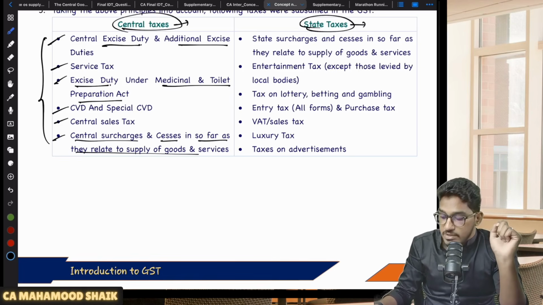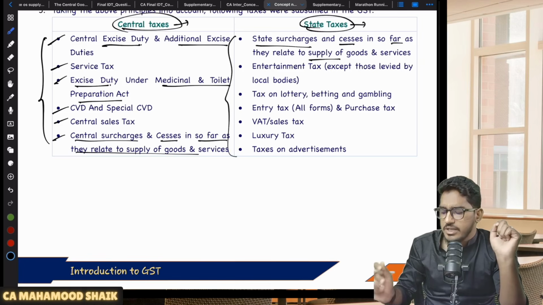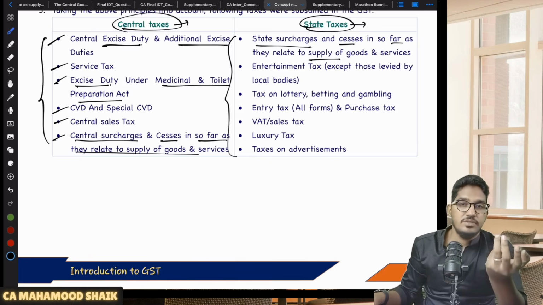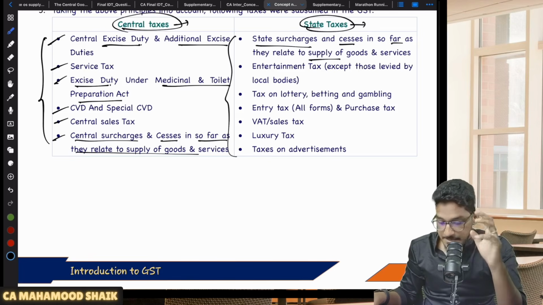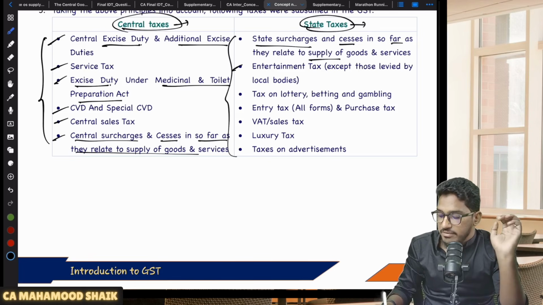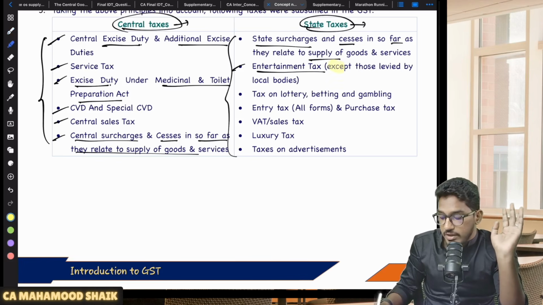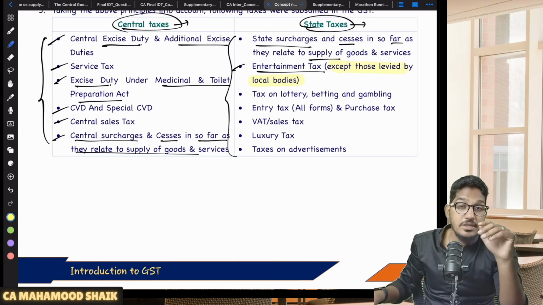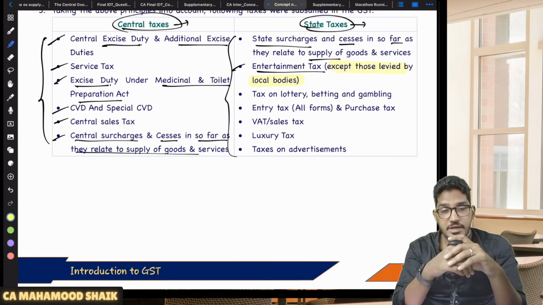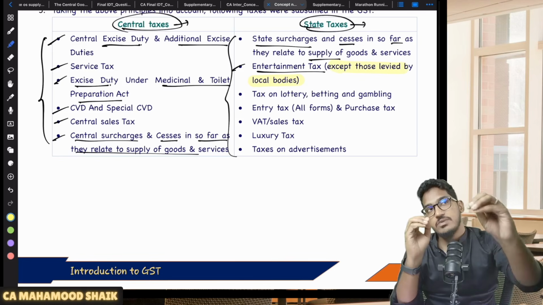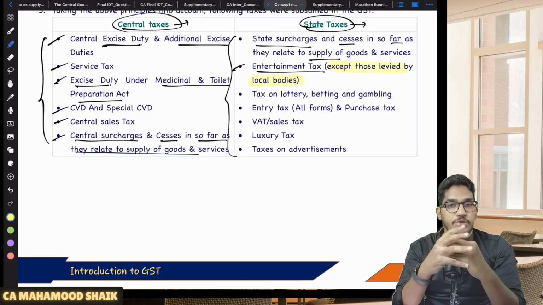Sir, what are the state level taxes which are subsumed into GST? If you see here, state surcharges and cesses, in so far as they relate to supply of goods and services. State governments used to impose many kinds of surcharges and cesses in relation to supply of goods or services. All that has gone now. Thereafter, entertainment tax. State governments used to levy entertainment tax, that is also subsumed into GST. One important point here: except those levied by local bodies. Local bodies also levy entertainment tax, that is not yet gone, that is still there. Only entertainment tax imposed by the state governments has been subsumed into GST.